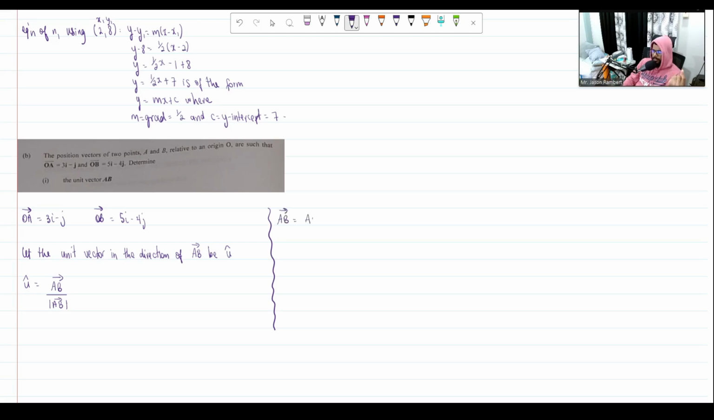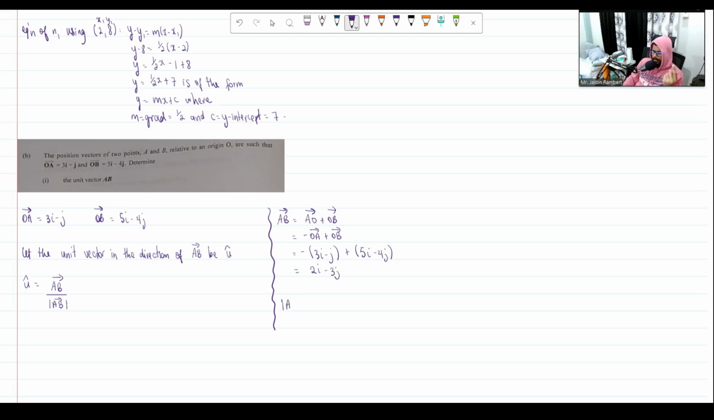AB is AO plus OB, which is negative OA plus OB, which is negative 3i minus j plus 5i minus 4j. Add the i components: minus 3 plus 5 is 2. And j minus 4j is minus 3j.